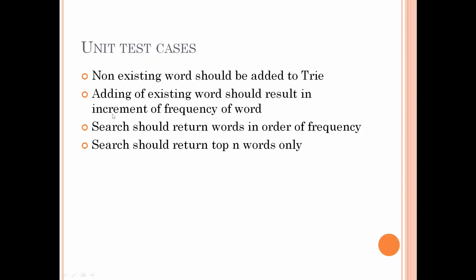of that word. Third one is search should return words in order of frequency, so that testing we can do. And here if user provides some value n, so we can return only top n suggestions, not all of the suggestions. So these 4 important test cases I have written here, and same will be using for our unit testing. So this is about slides. Now we get into the actual code and see how I have written the code and how you can design an AutoSuggest.